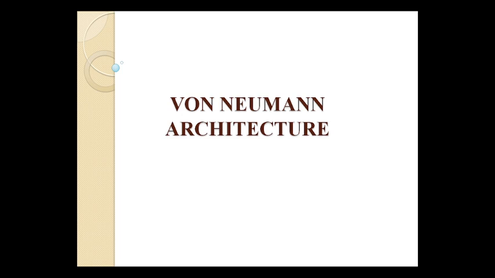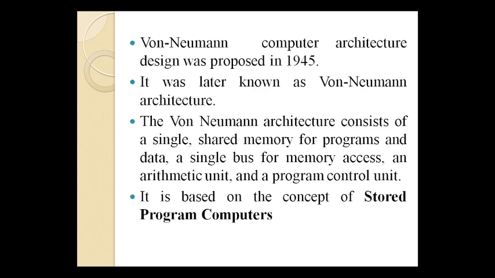In this video, we are going to discuss von Neumann architecture. Von Neumann proposed his computer architecture design in 1945. Later, it was known as von Neumann architecture. Von Neumann architecture consists of control unit, arithmetic and logical unit, registers and input outputs.